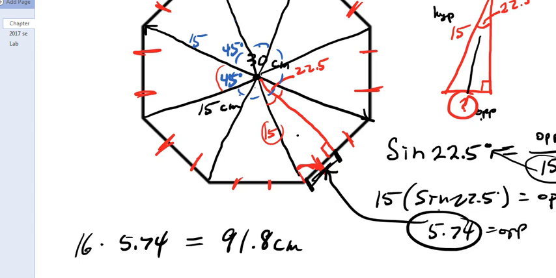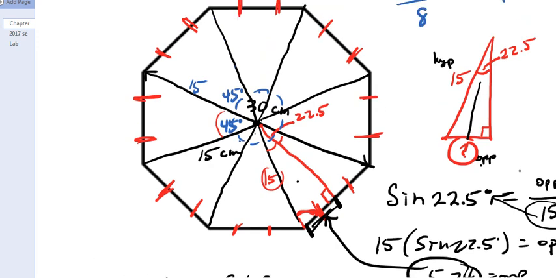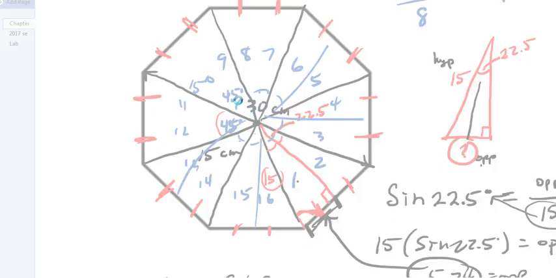Where did I get the 16 from? There are 16 of these triangles inside this octagon. So there's 1, 2, 3, 4, see that? 5, 6, 7, 8, 9, 10, 11, 12, 13, 14, 15, 16. Okay, if you split all those up.